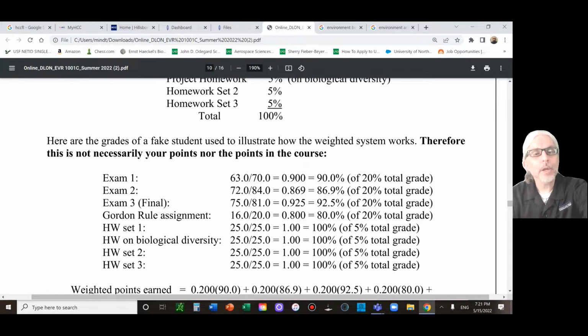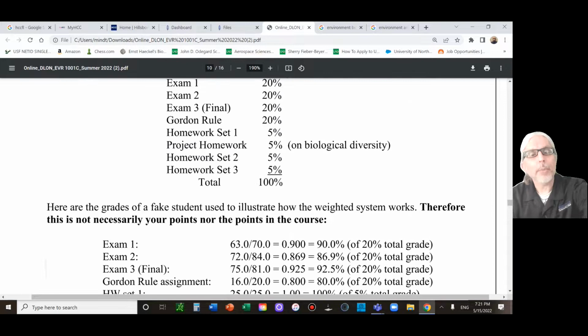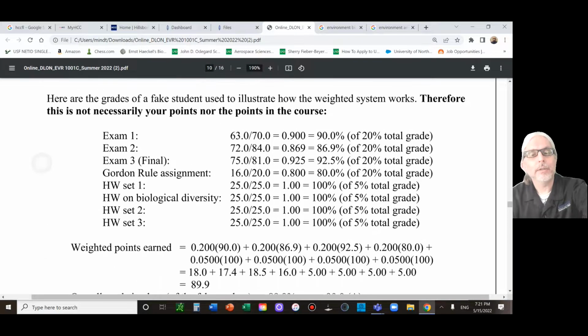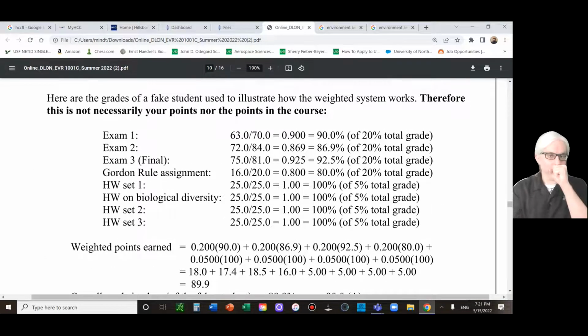Now, this is your grade breakdown, but here is an example. This is a fake student in a fake class. I'm just showing you how a point system works. Notice for this fake student in this fake class, exam 1, they got 63 points out of 70. It's 90%. There you go. So 90%, that's 20% of the grade. Exam 2, they got 72 points out of 84. They got an 86.9%.